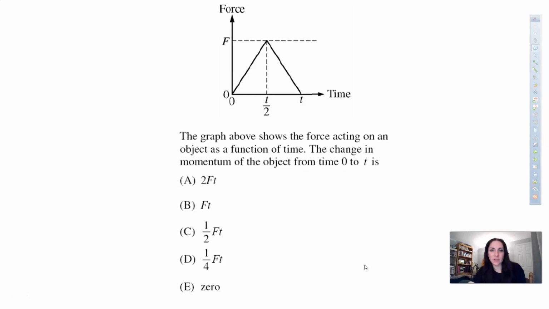Okay, so here's another example that you can try on your own. Take a second and see if you can solve for it. I'll take a second and pause. Okay, I hope you gave this a shot.